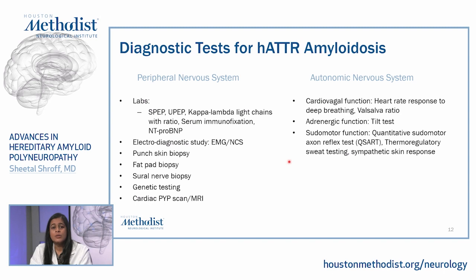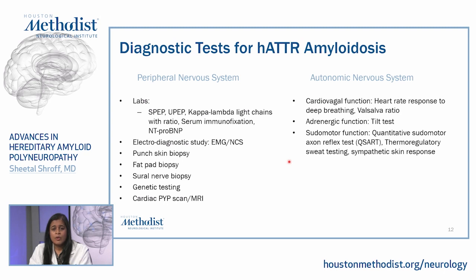What are the diagnostic tools available for diagnosing hATTR amyloidosis? Labs include serum protein electrophoresis, urine protein electrophoresis, kappa lambda light chains, serum immunofixation, mainly to rule out AL amyloidosis. NT-proBNP to evaluate for cardiac involvement, electrodiagnostic studies such as EMG nerve conduction study, punch skin biopsy, fat pad biopsy, sural nerve biopsy, genetic testing, and even cardiac PYP scan, which can be used to detect involvement of cardiac tissue.